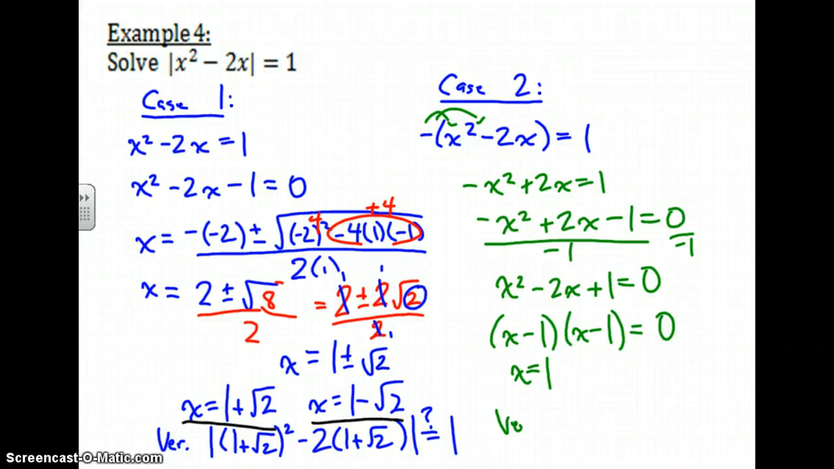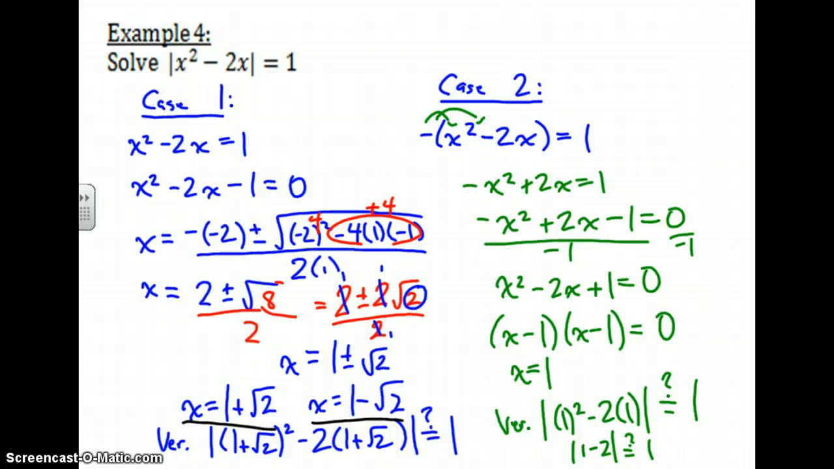This verification I think I'm up for. So the absolute value of 1 squared take away 2 times 1, is that equal to 1? Well, looking at this, we have the absolute value of 1 take away 2. That's 1 take away 2, which is negative 1. The absolute value of negative 1 is 1. So yes, it works, so this solution works for sure. Those other two, I'll still leave for you to verify if they work or not.